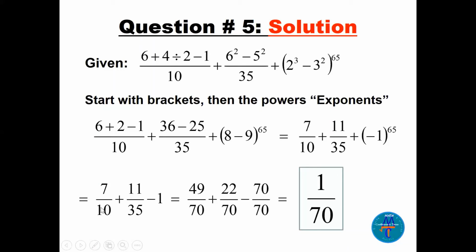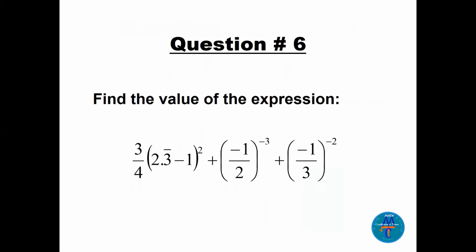So to make this 70, multiply by 7, to make this 70, multiply by 2, to make this 70, multiply by 70. So 49 plus 22 minus 70. See this one here, 71 minus 70, 1 over 70 is the answer for this nice question number 5. Now, number 6 is a little challenging. I'm not sure if you will like it, but I like it so much.